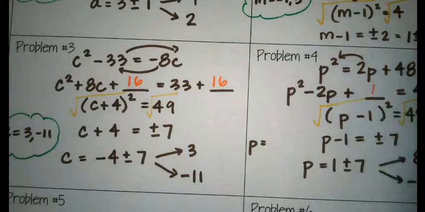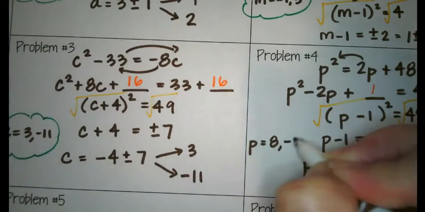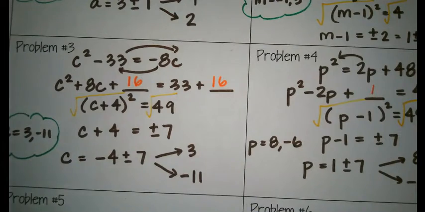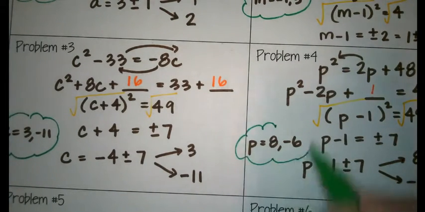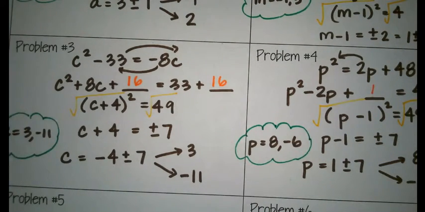So p would be 8 or negative 6. And those are the two possible answers for 4. Number 5.